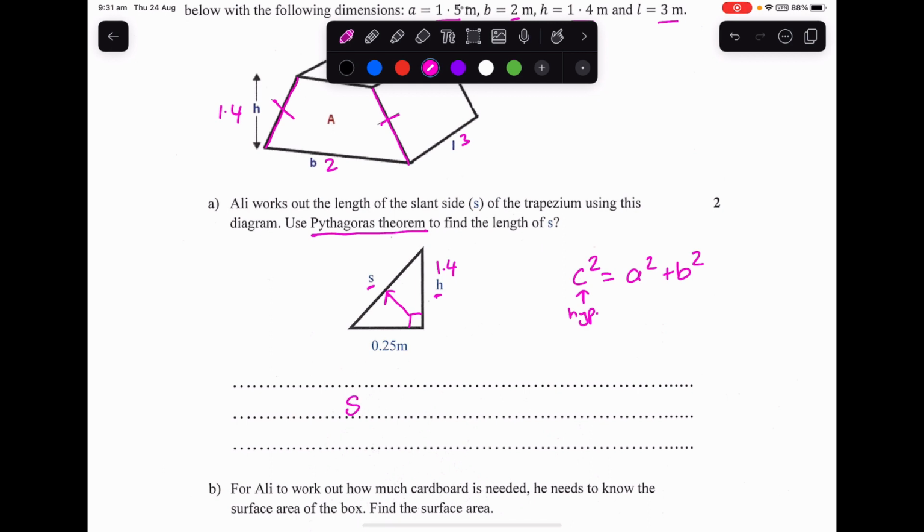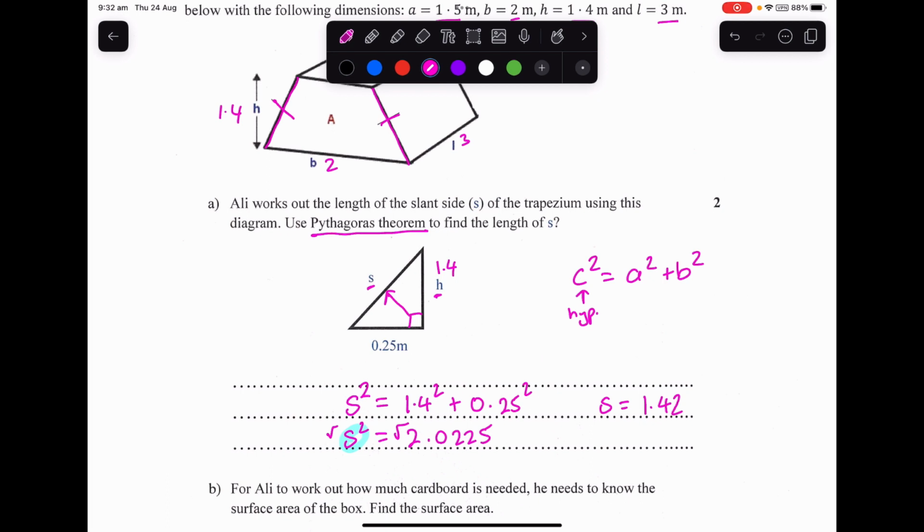So we're going to go S squared, our hypotenuse squared, equals our two sides, 1.4 squared plus 0.25 squared. Then we've got S squared equals 2.0225. Now that is not our answer because we've still got S squared there. We need to make sure that we square root our answer. So square root both sides, and S is going to come out at 1.42.